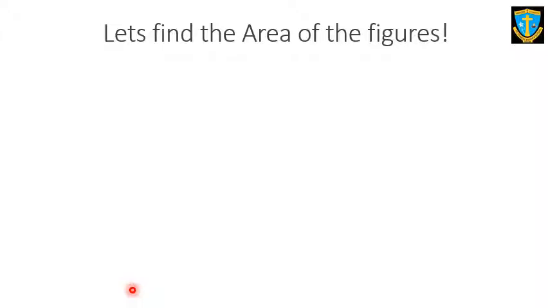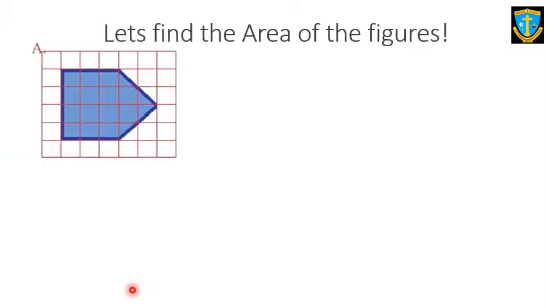Let's find the area of the figures. This is the first figure. On a square paper, we place the geometric shape, or place the square paper on the geometric shape, and then find the area by the counting method. How to count? If it is covering a full square, it is counted as 1. If it is covering half a square, it is counted as half a square unit. If it is more than half, it will be counted as 1, and if it is less than half, it is ignored. So let's start counting.